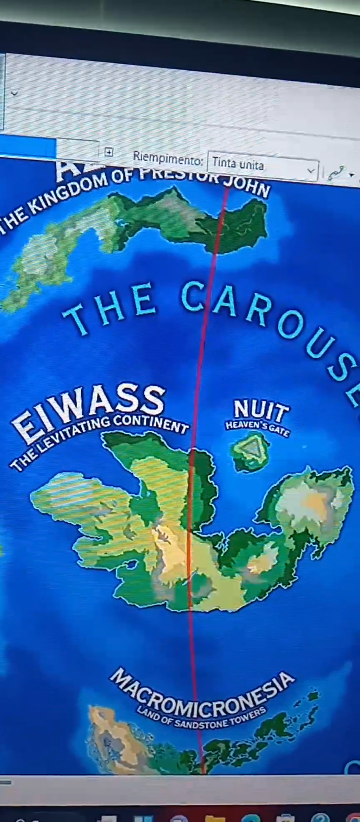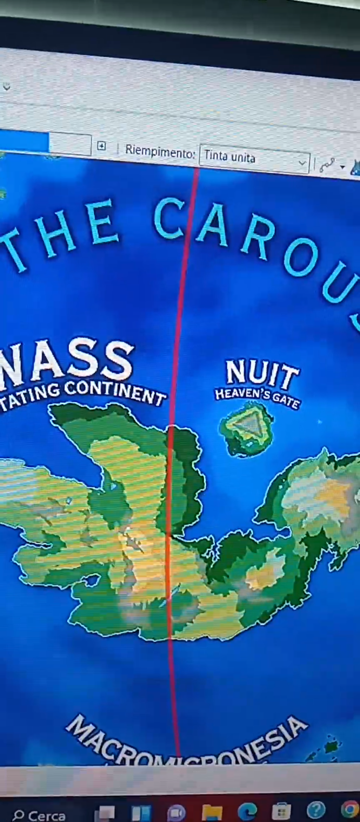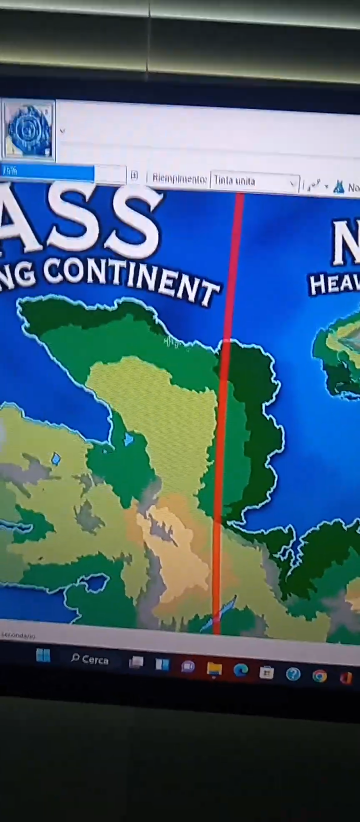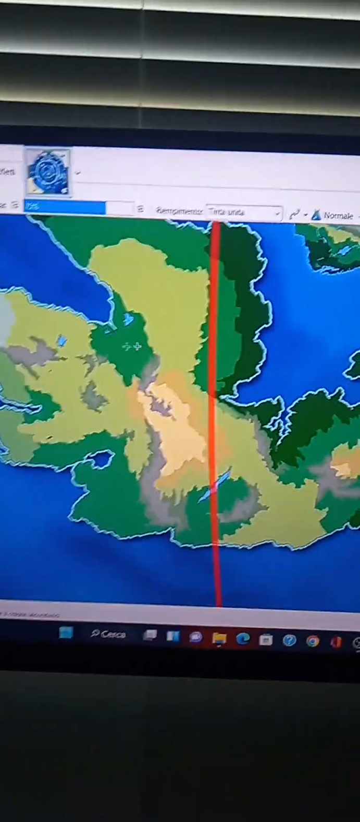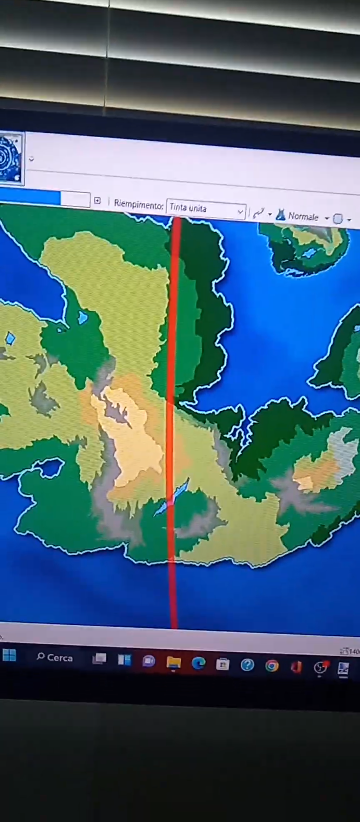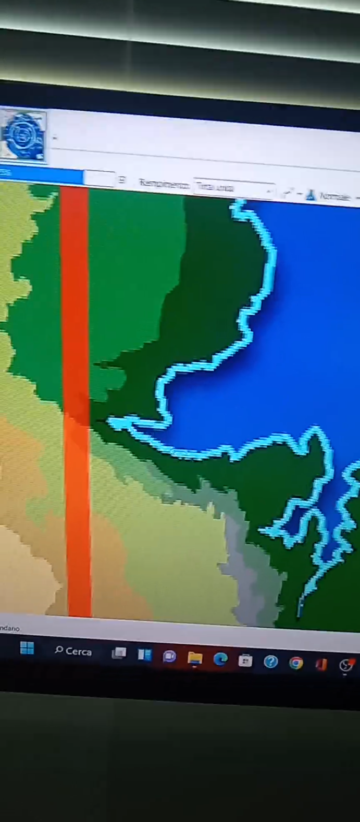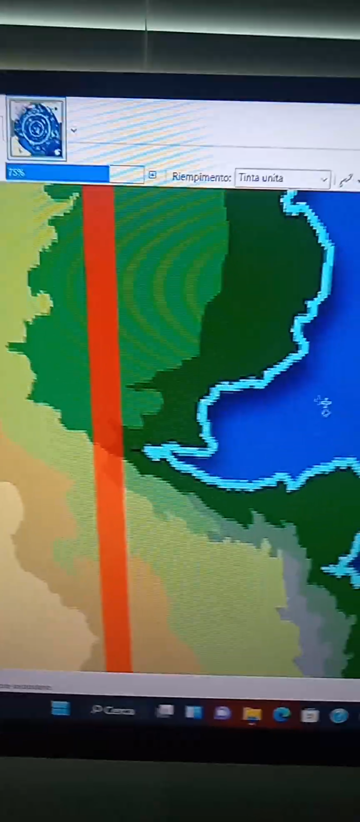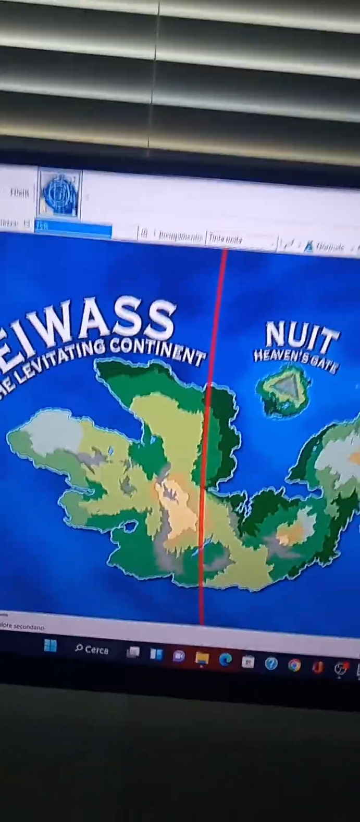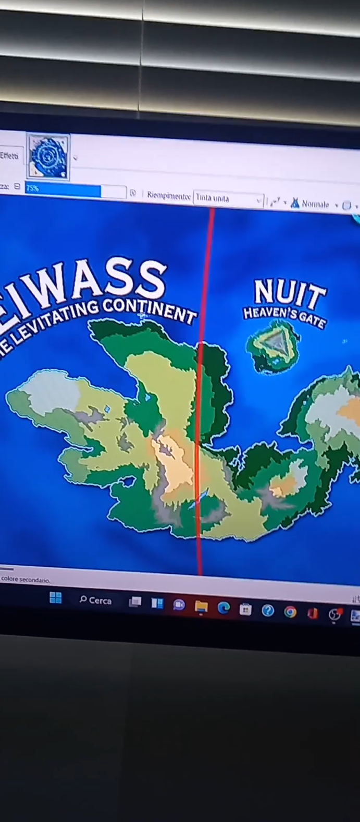The first thing you notice is this outline. The Eiwass continent has some weird outline that basically surrounds the entirety of the continent. This kind of floating mist, I don't know how you could call it. When I zoom in, this thing that divides the oceans from the land. Well, that is not just some artistic choice. It's actually part of the continent's geography.